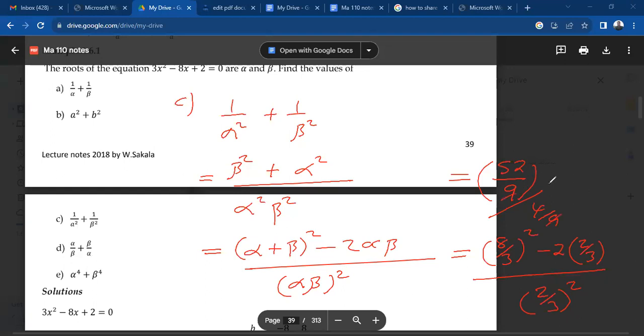So our numerator is 52 over 9, then over 4 over 9. Then the 9 and the 9 cancel, and that will be 52 over 4. How many times can 4 go into 52? 13. So 4 can go into 52, 13 times. So the answer for this is 13. Any questions? Okay, so the rest you figure out.